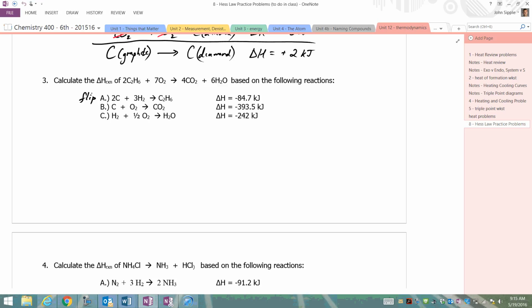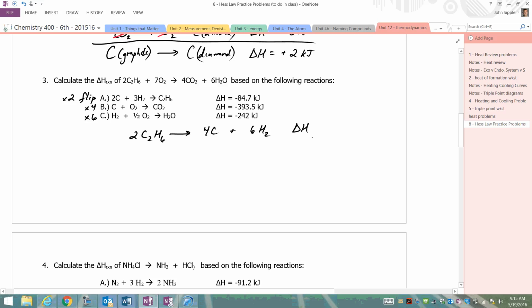Okay, so we're going to multiply this one by 2. We're not only going to flip it, but we're going to multiply that one by 2. We're going to multiply this one by 4, and we're going to multiply this one by 6, right? So we're going to flip it and then multiply it, and I'm going to rewrite all these as we go. All right, so the first reaction, we want to flip it around, and we want to multiply it by 2. So we have 2C2H6 going to 4 carbon, and that's 6H2.